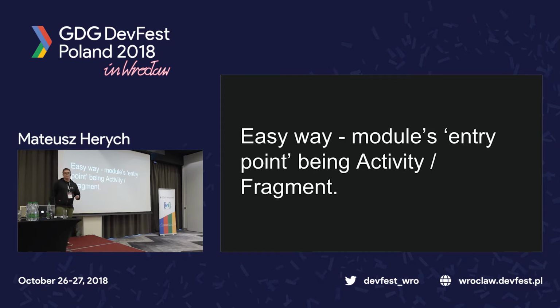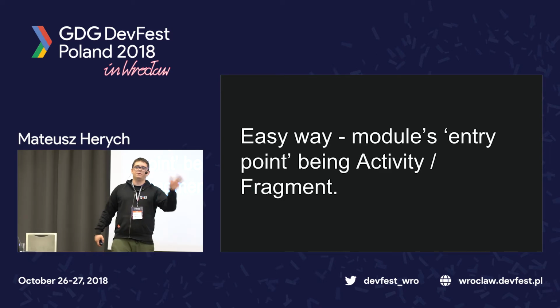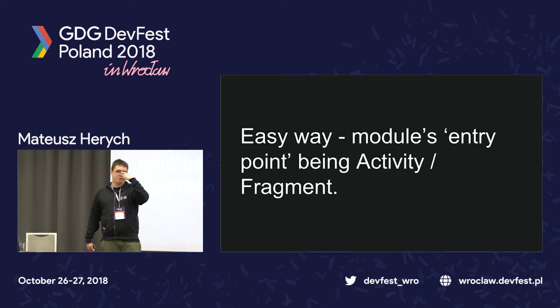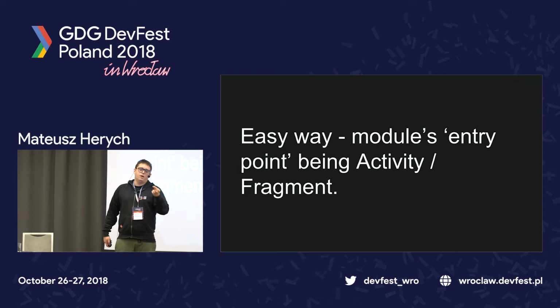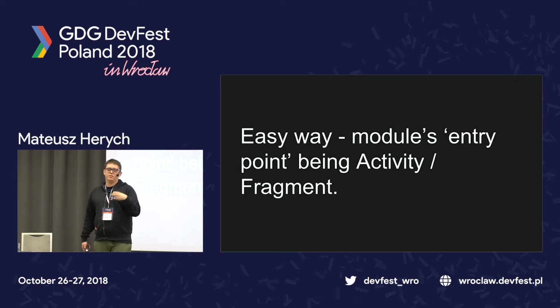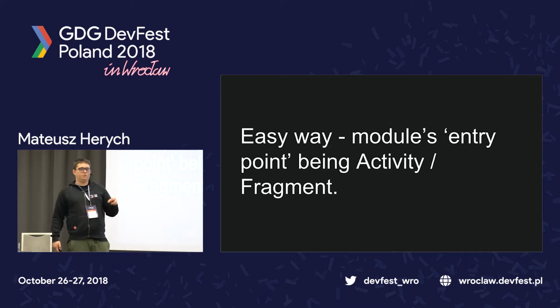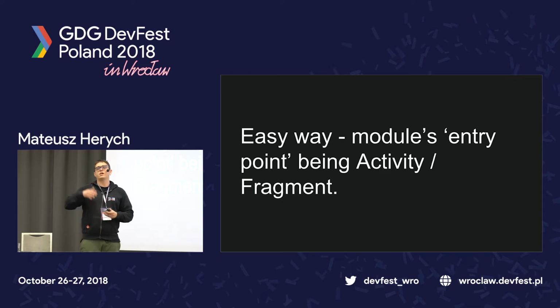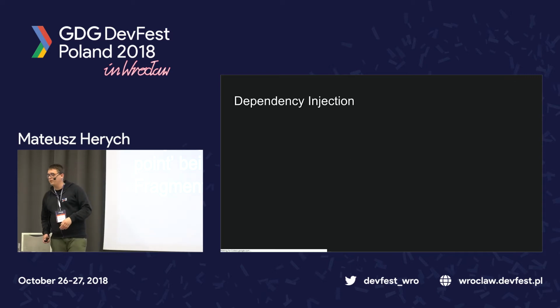So the easy way is having the module's center point be an activity or a fragment. I will repeat it again with this document upload feature: once the user needs it and you see that the user needs it, you download the feature and you just start the activity, and that's the entry point. That activity, since it's defined within the dynamic feature module, can reference all the classes you want from the dynamic feature module, so it works quite fine already. You don't have to use any reflection in there.